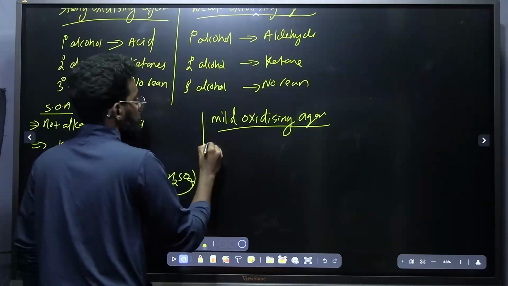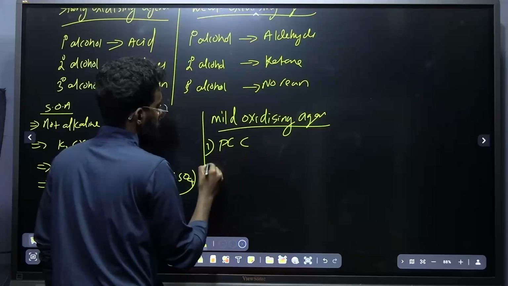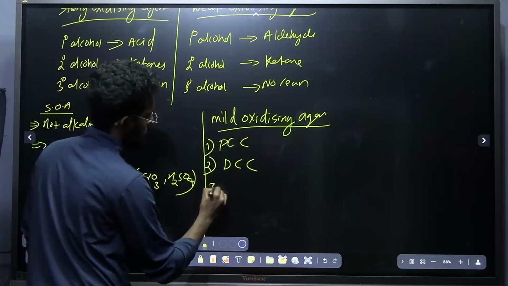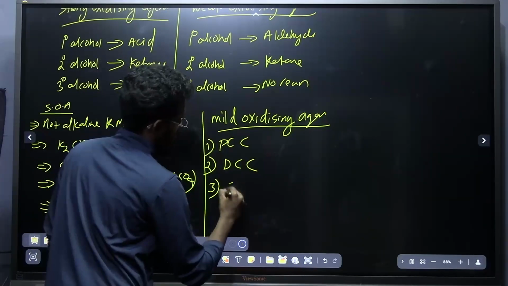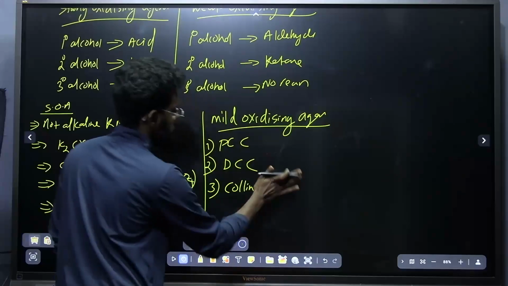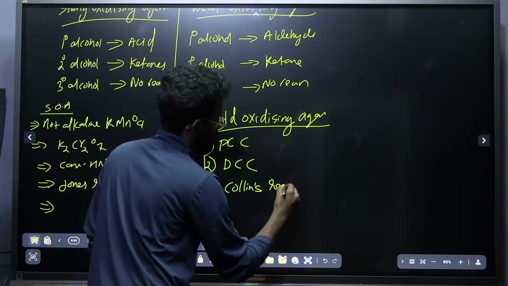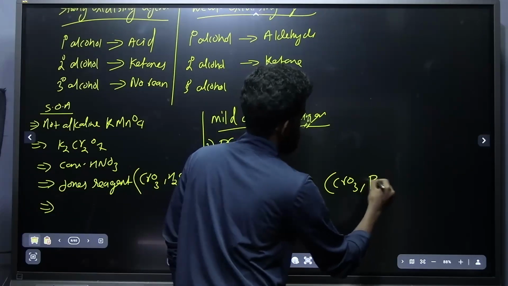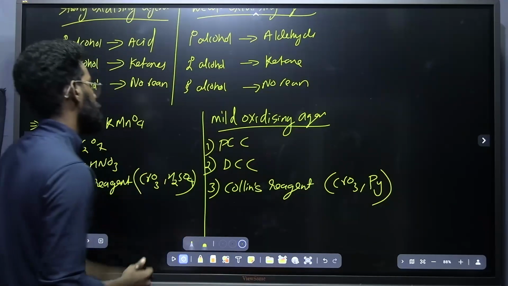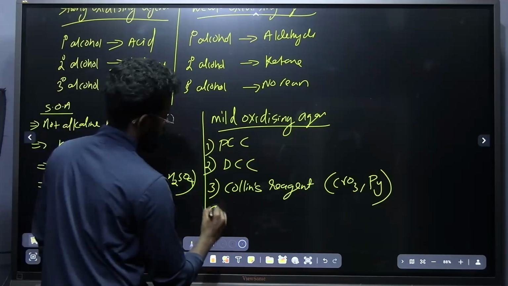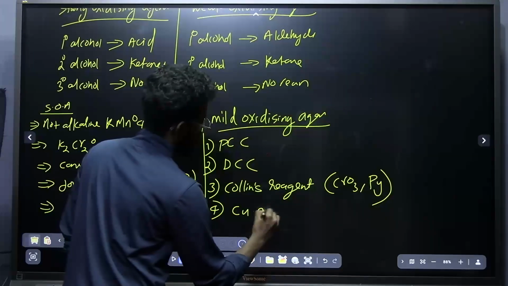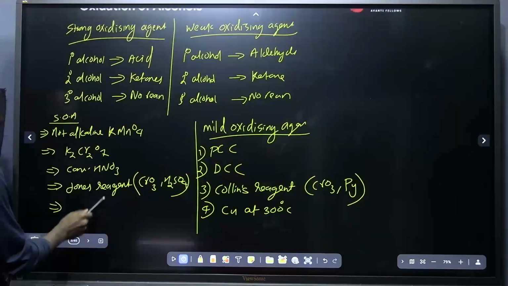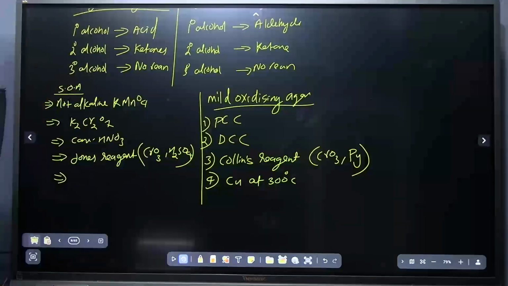First one, PCC, pyridinium chlorochromate, then DCC, then comes Collins reagent. What is Collins reagent? If CrO3 is taking place in presence of a base, that is pyridine, then it will be acting as a weak oxidizing agent. Then what about the fourth one? The fourth one is copper at 300 degrees Celsius. So these are the important oxidizing agents.